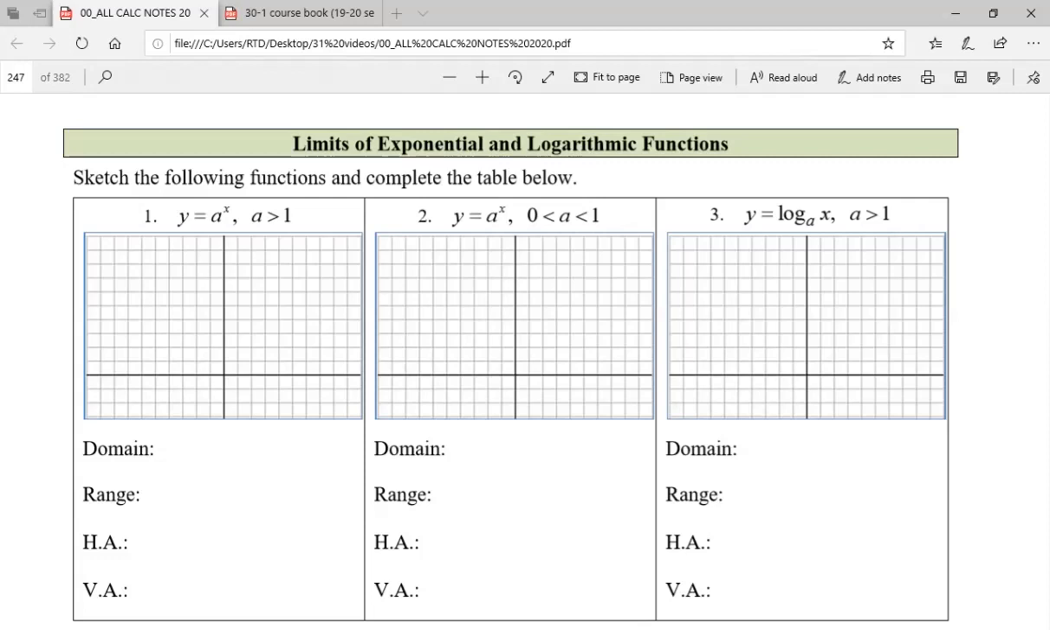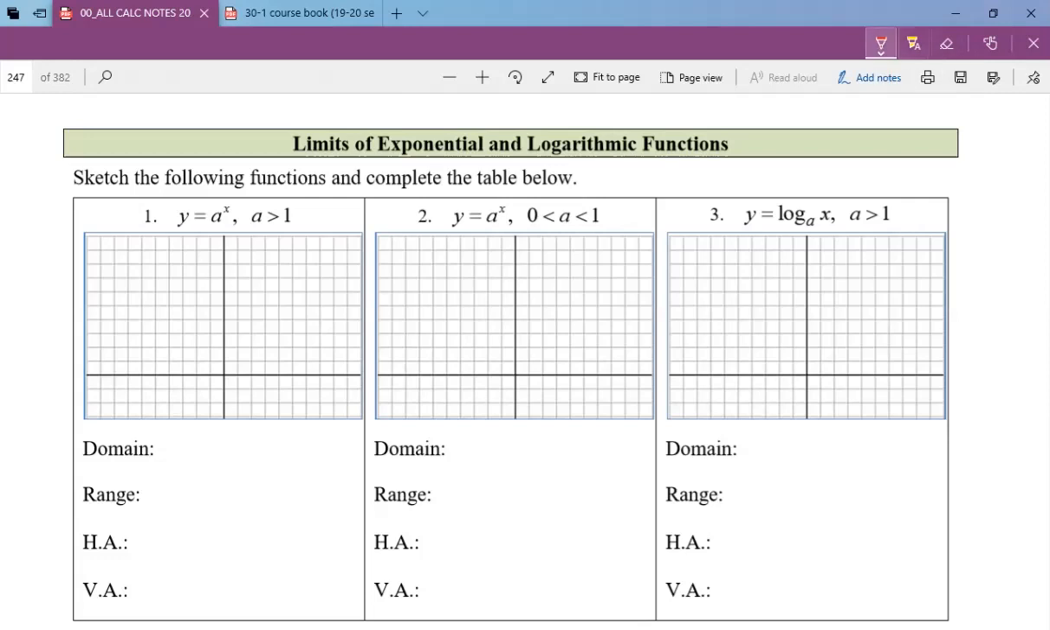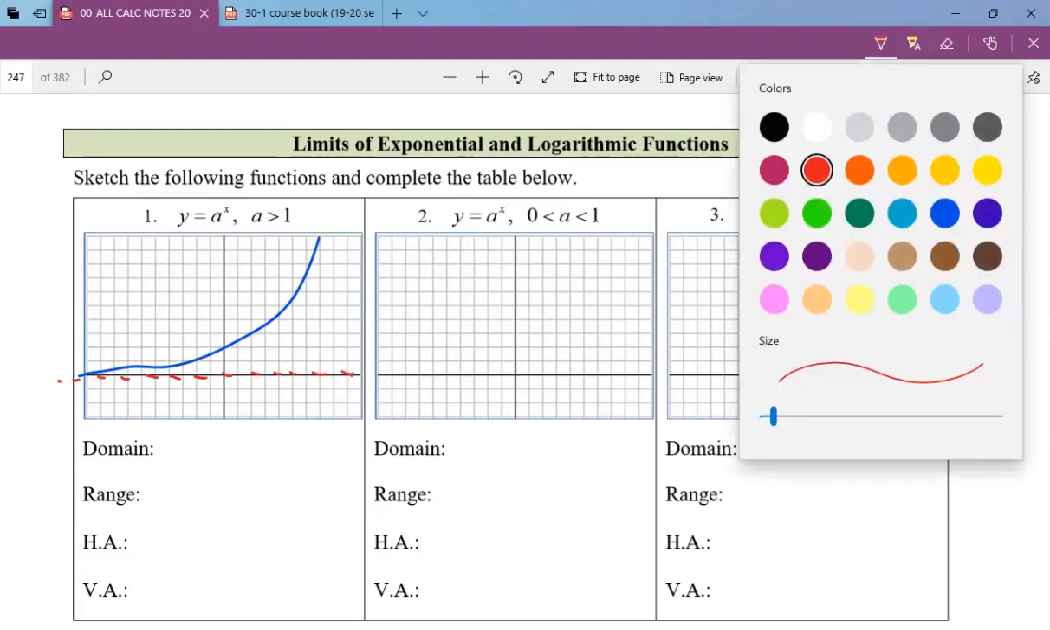If a is greater than 1, that was exponential growth, and our graph looked something like this. So that's not quite right. Our graph looks something like this. Let's try this again. Okay. What did we know about this graph? We know that we have a horizontal asymptote with this.